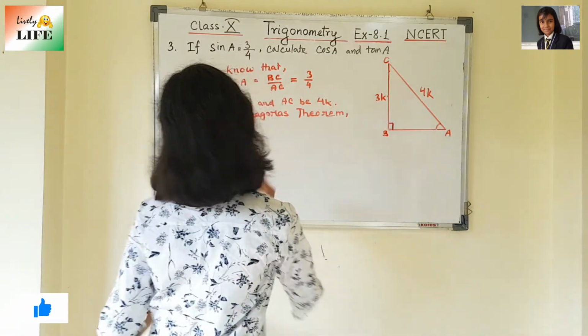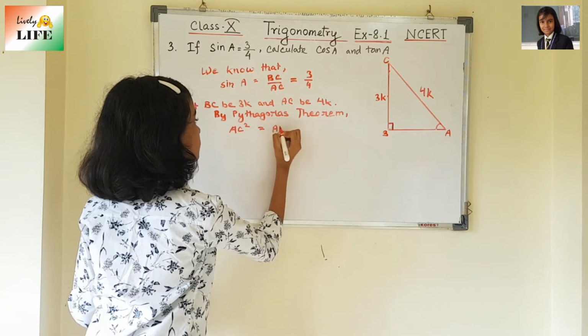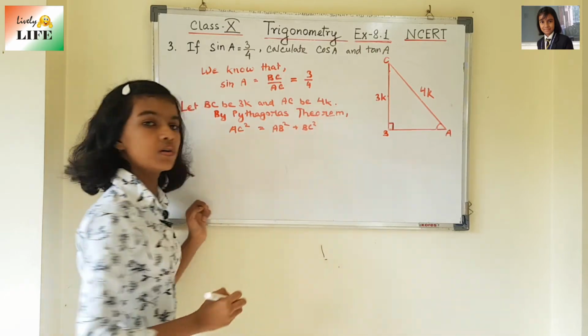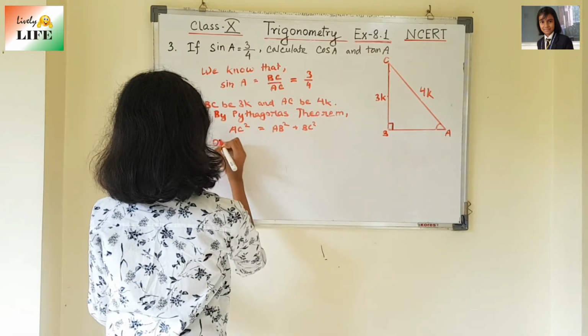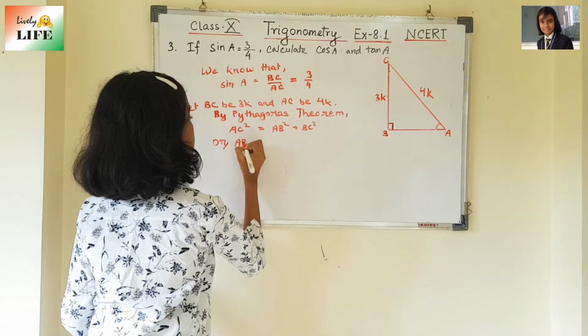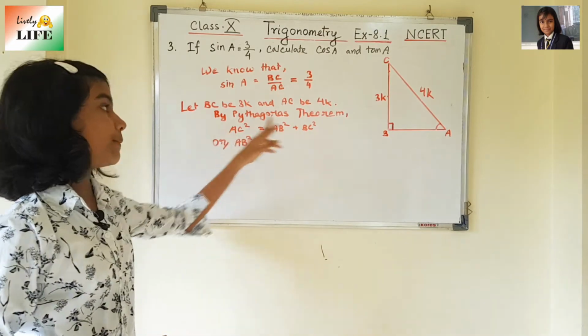What is the Pythagoras theorem? We need to find out AB. AB square is what? AC square minus BC square.